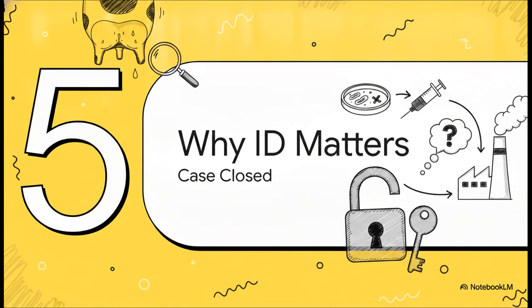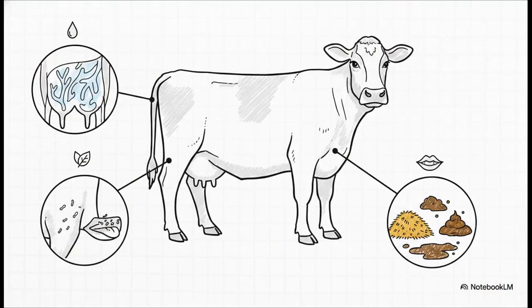And finally, Part 5, Why Identification Matters, and Getting to Case Closed. So, you might be thinking, why go through all this trouble in the lab instead of just handing out some antibiotics and calling it a day? Well, because knowing the exact bug tells the farmer how to fix the farm's entire ecology. It is absolutely crucial. These 3 pathogens have totally different habitats. S. agalactiae is highly adapted to the mammary gland. It lives directly inside the milk ducts. If you find this, you're dealing with a contagious cow-to-cow transmission problem right in the milking parlor.